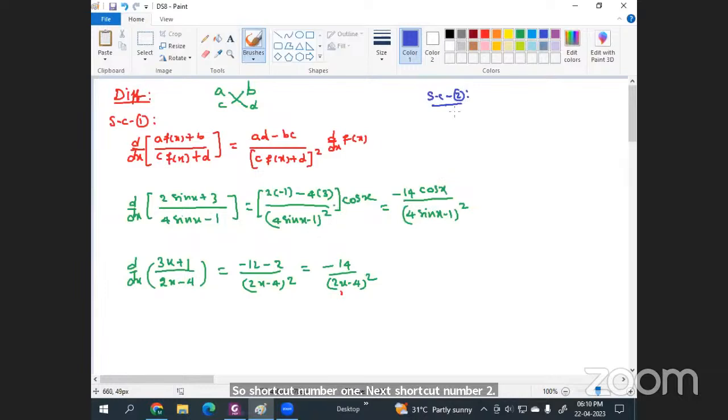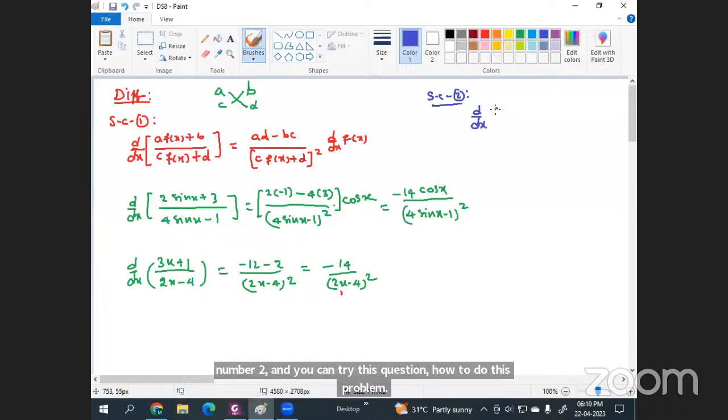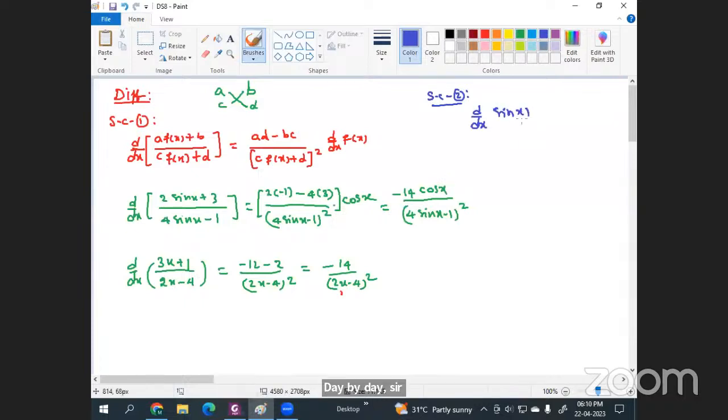Shortcut number 2. You can try this question, how to do this problem: d by dx of sin x to the power of x. Try this question. How many of you will get it? Try this one, I'll give you 1 minute. So what do we have to do? The general method. Most of you know the method of doing it.